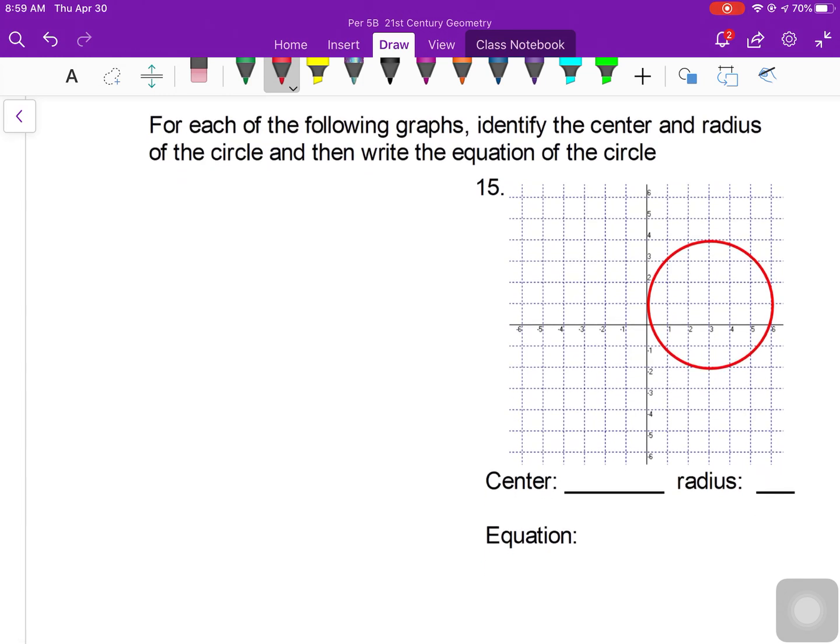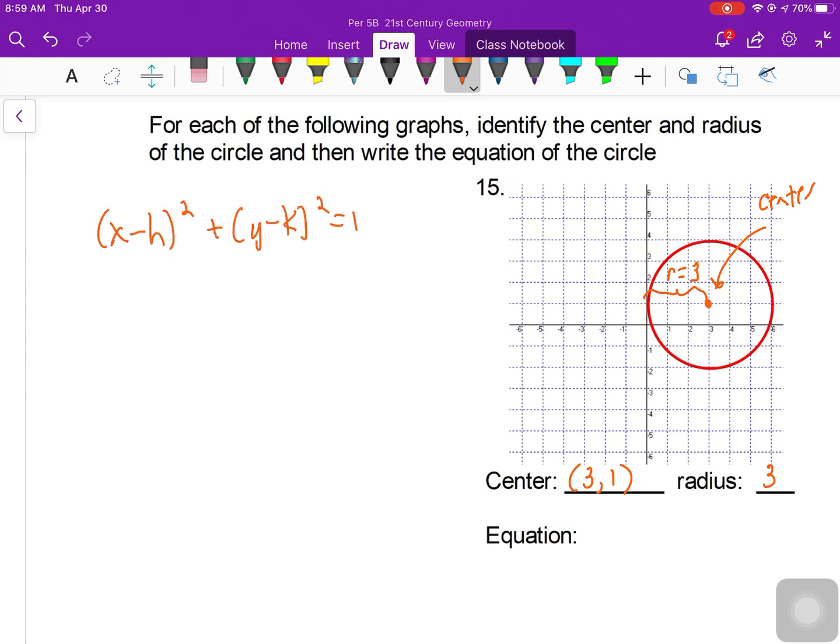Let's try a few more of these. Each time you do these problems where you write the equation, it has to begin with finding or locating the center. The center on this one is right here. So that center would be at 3, 1. Next, we have to find the radius. The radius here appears to be 3.